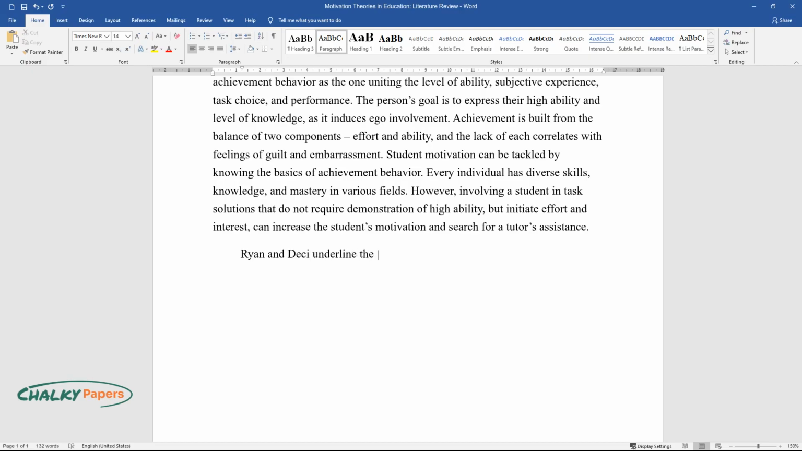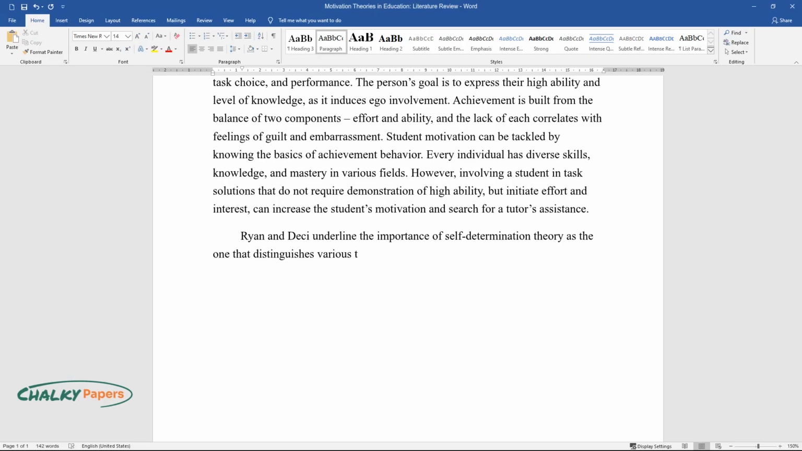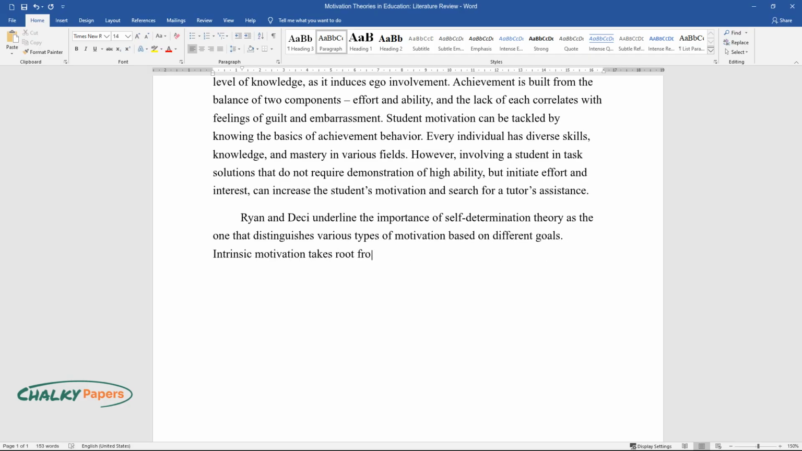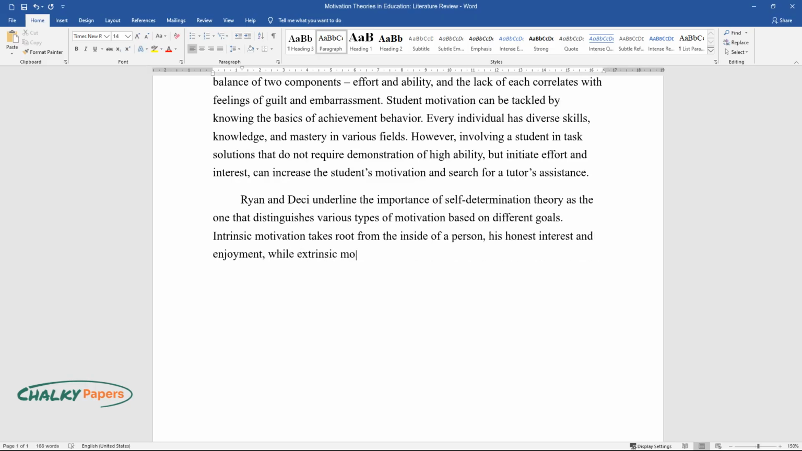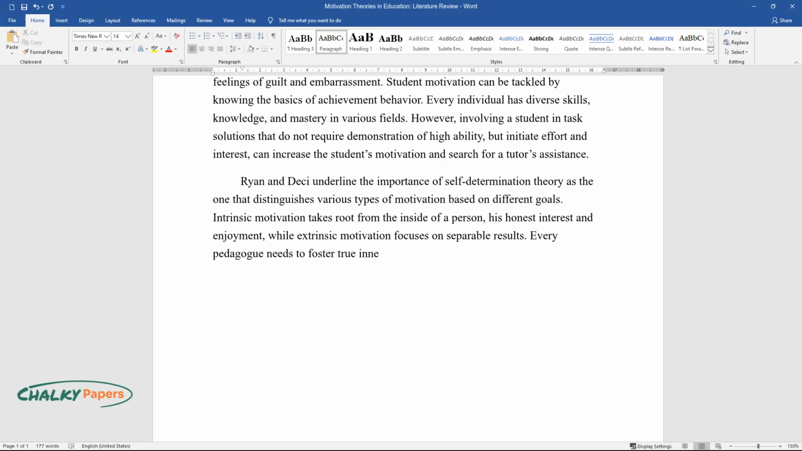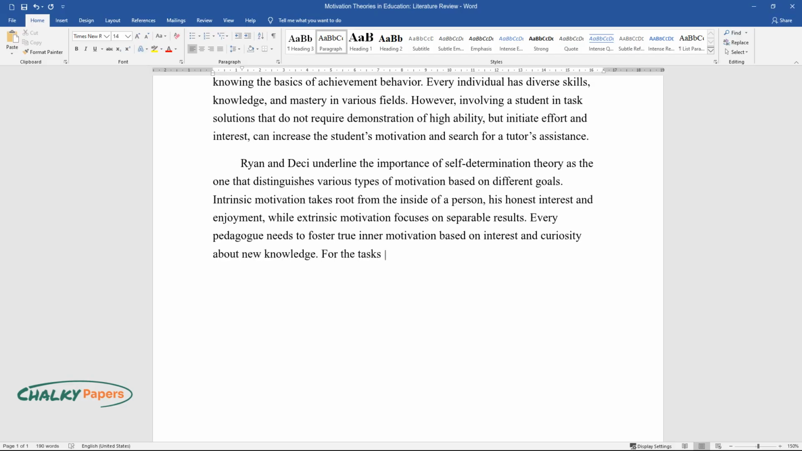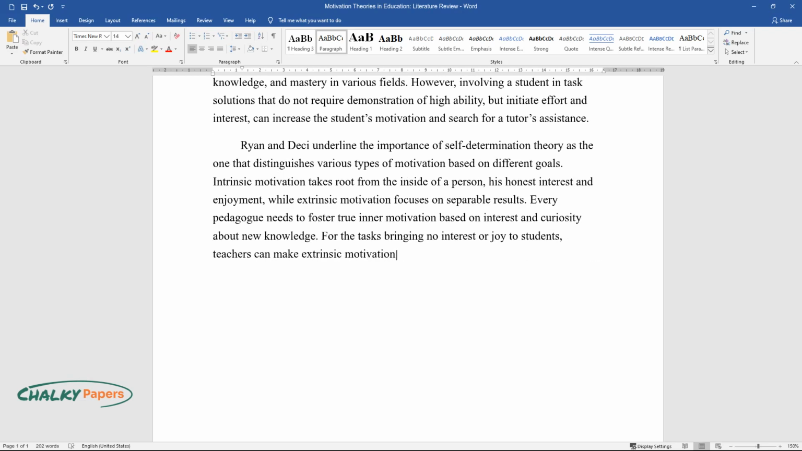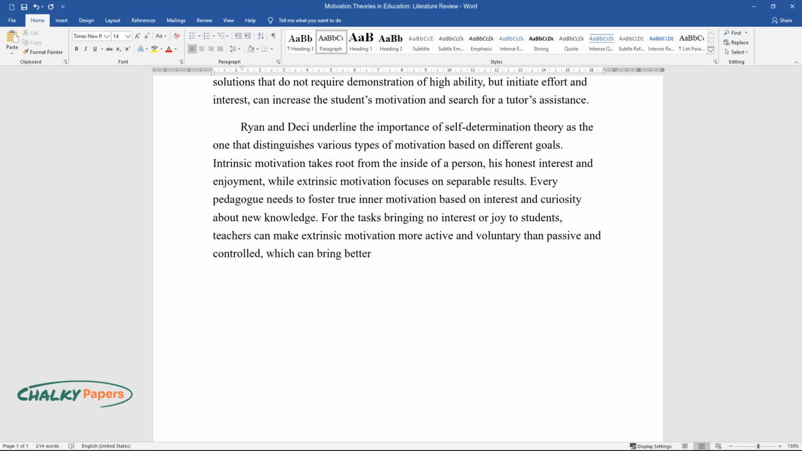Ryan and Deci underline the importance of self-determination theory as the one that distinguishes various types of motivation based on different goals. Intrinsic motivation takes root from the inside of a person, his honest interest and enjoyment, while extrinsic motivation focuses on separable results. Every pedagogue needs to foster true inner motivation based on interest and curiosity about new knowledge. For the tasks bringing no interest or joy to students, teachers can make extrinsic motivation more active and voluntary than passive and controlled, which can bring better learning outcomes.